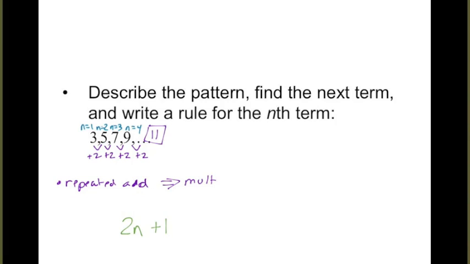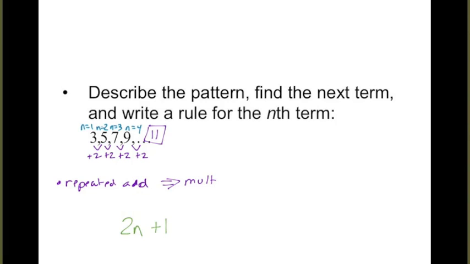Let's check it. Now if I plug in 2, do I get what I need? Yeah, 2 times 2 is 4 plus 1, that gives 5. If I plug in 4, do I get what I need there? 2 times 4 is 8, plus 1 is 9. So that works. We just needed to adjust where we're starting here.